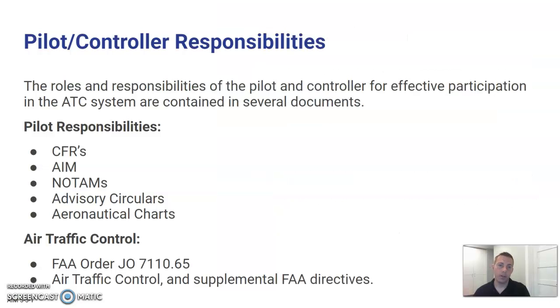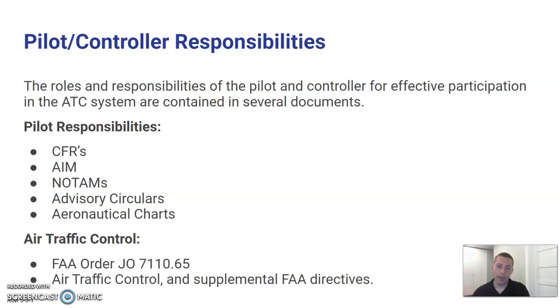Within the pilot controller responsibilities, we have regulations, we have manuals, we have all these things that let us know what our responsibilities are, and that's what we're going to cover in this lesson. So the pilot responsibilities get pulled from the regulations, the AIM, NOTAMs, advisory circulars, and aeronautical charts. Air traffic control uses the FAA order JO 7110.65, and that's really good if you ever want to read through that.